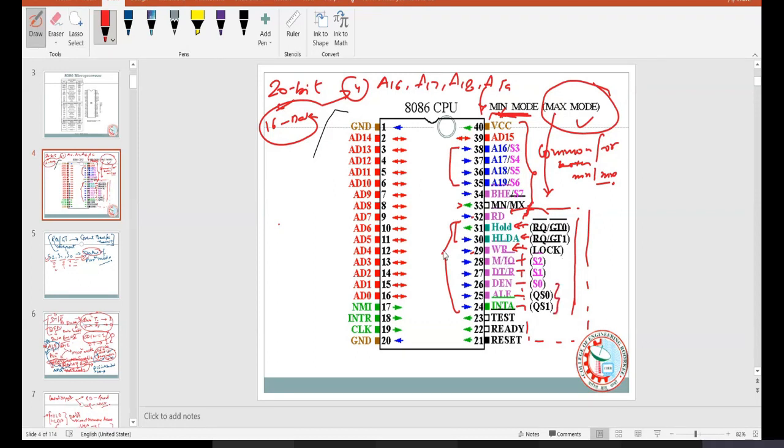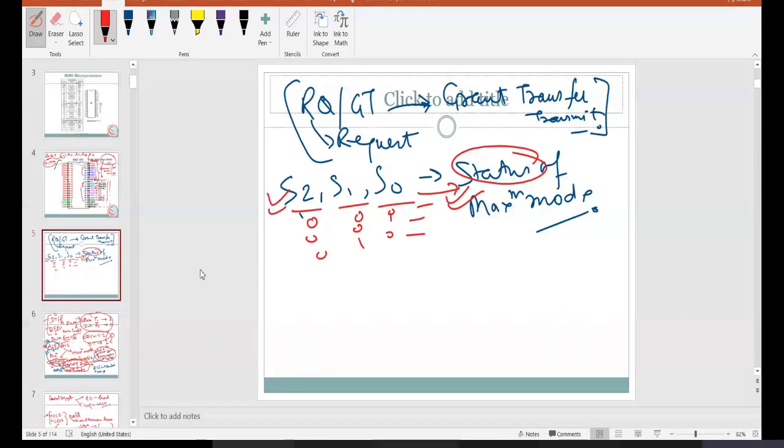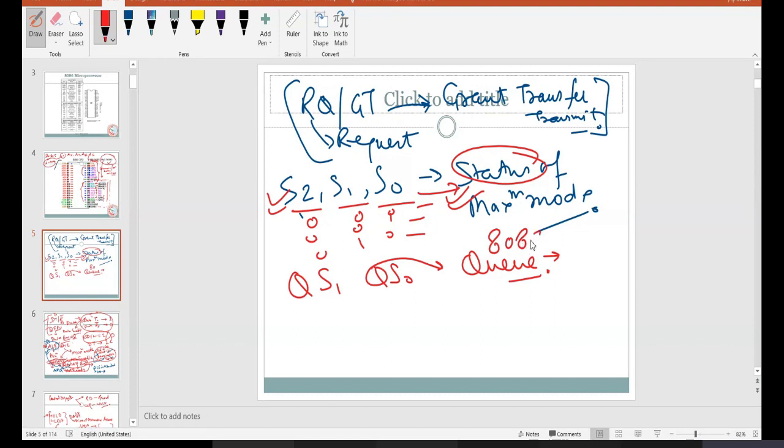Fine, next we have QS0 and QS1. Fine. So Q is connected with S again. So this is again giving us some status. But what is this Q? This is actually a queue. Since this 8086 microprocessor has an architecture object inside it which is termed as Q, this is to provide us the status of Q, and what status it could be like this.